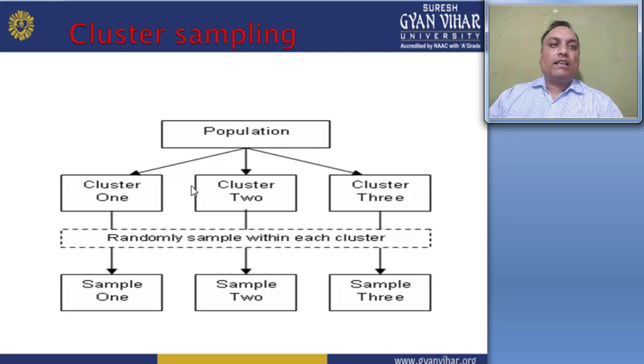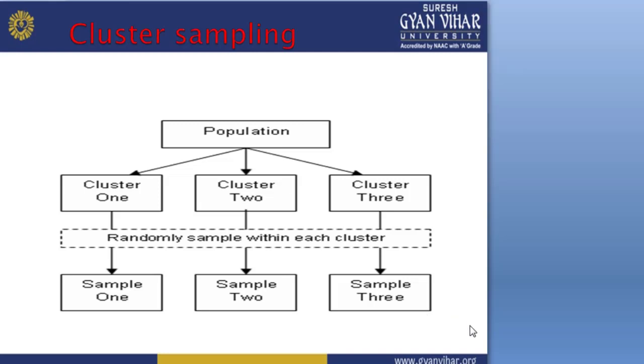This shows the different types of cluster distribution. Suppose here is the population, this is cluster 1, this is cluster 2, this is cluster 3, and here we collect some random samples, randomly sampling within each cluster, and then these samples are divided into these 3 groups. First one is sample 1, sample 2, and sample 3.